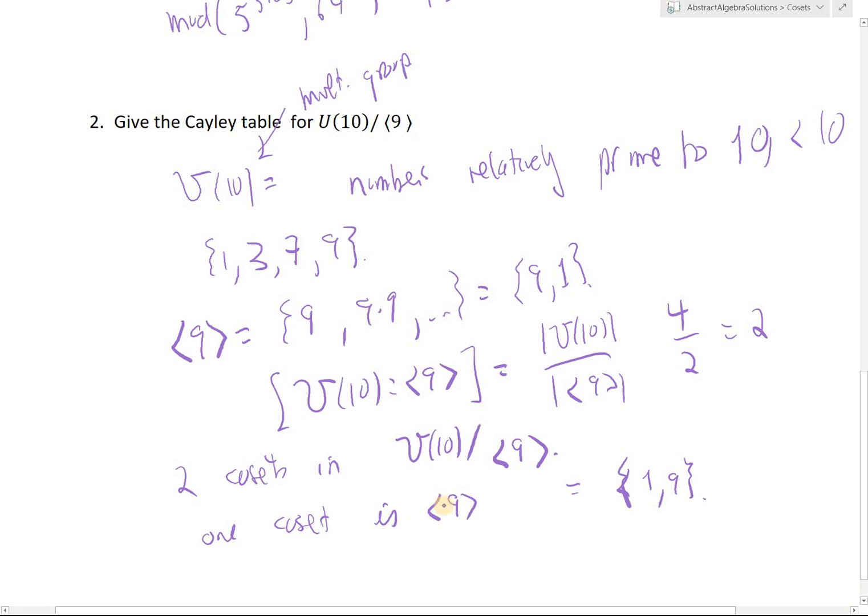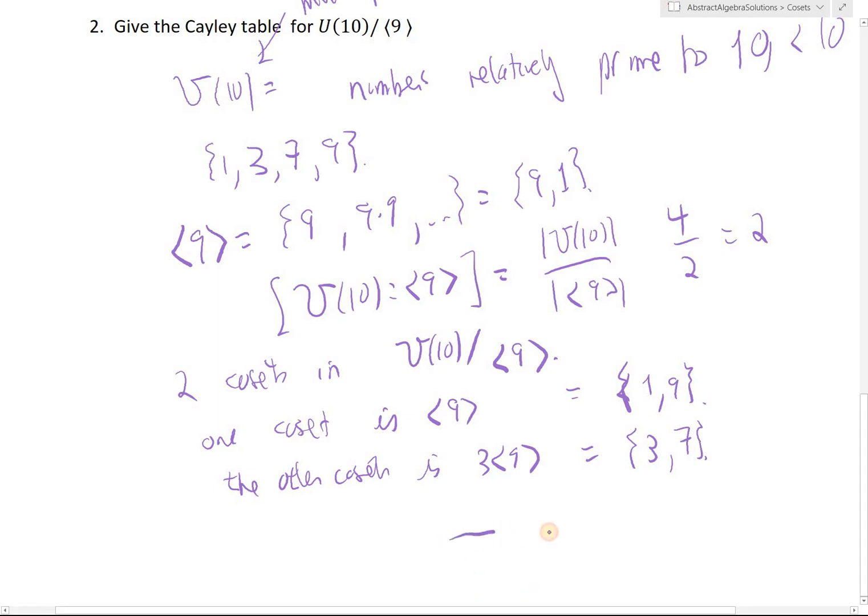Now the other coset I can obtain by taking any element in U10 and multiplying by this coset. I should say any element that's not in the coset already. So the other coset is, I could take 3 times 9, which is, if I multiply this by 3, 3 times 9 is 27, which is the same as 7 mod 10. Okay? So those are my 2 cosets.